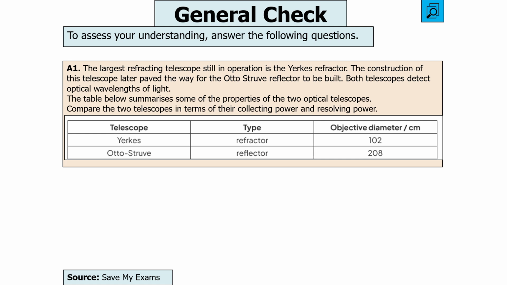The next question says, the largest refracting telescope still in operation is the Yerkes refractor. The construction of this telescope later paved the way for the Otto Struve reflector to be built. Both telescopes detect optical wavelengths of light. The table below summarizes some of the properties of the two optical telescopes. Now compare the two telescopes in terms of their collecting power and resolving power. Pause the video now, then unpause the video when you want to go through your answer.